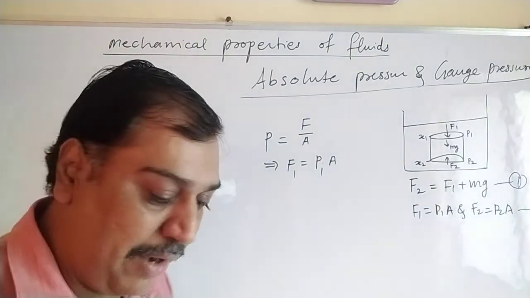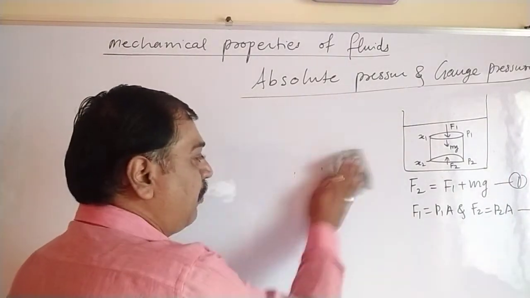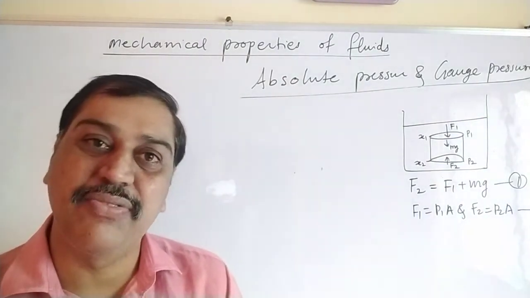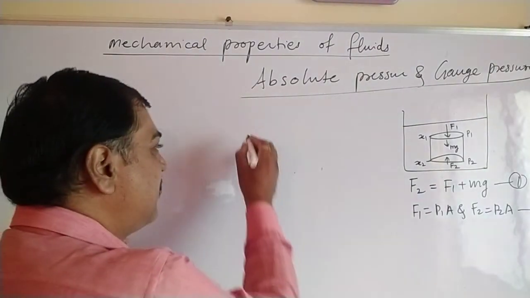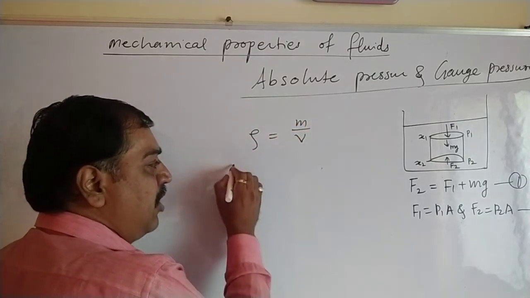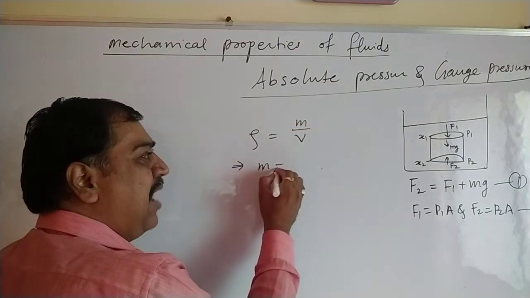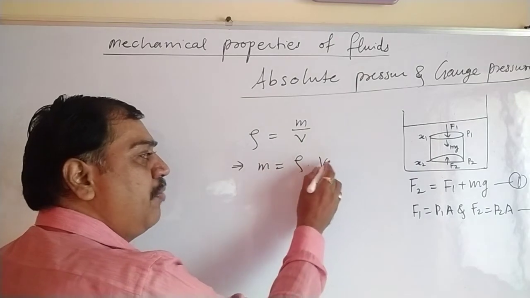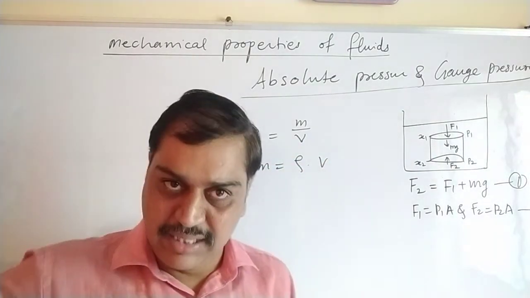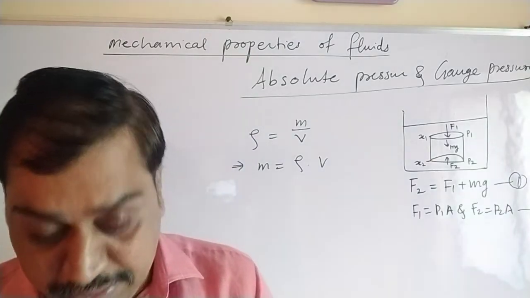Now we will erase this part. So this is nothing but equation 2 they have taken in our book. Now let's go further. The mass we have to find out. Density rho equals mass per unit volume. So this implies that mass equals density into volume, which we have already learned initially.